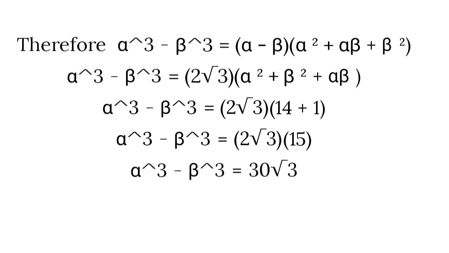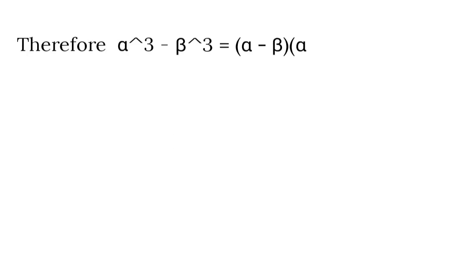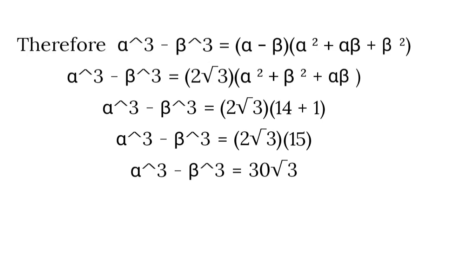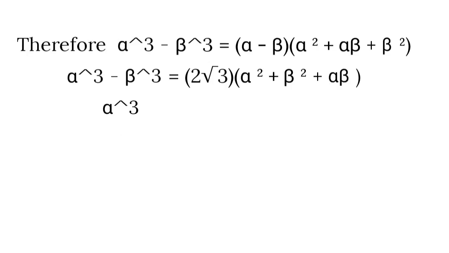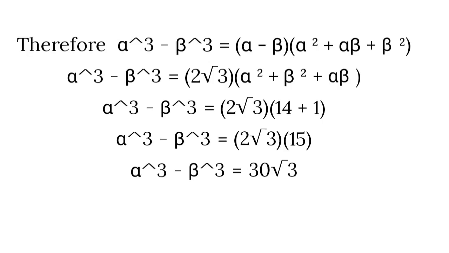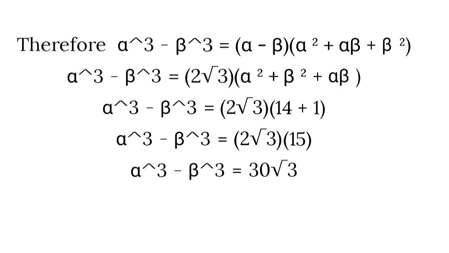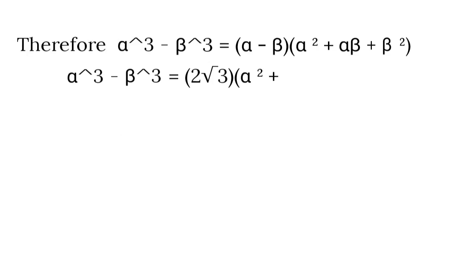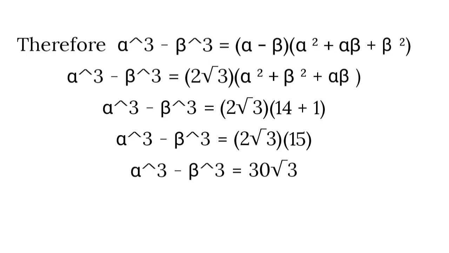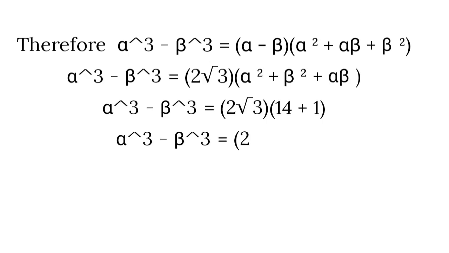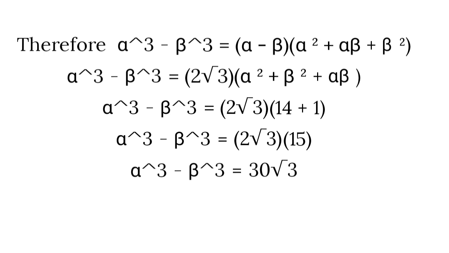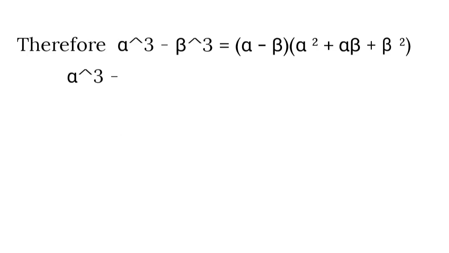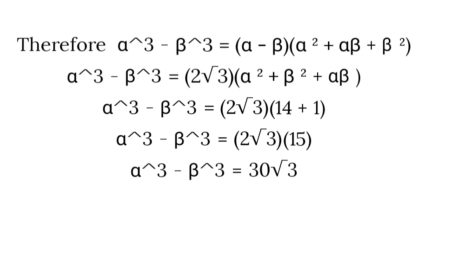Therefore, alpha cubed minus beta cubed equals (alpha minus beta) times (alpha square plus alpha times beta plus beta square), which equals 2 root 3 times (14 plus 1), since alpha square plus beta square equals 14. That is 2 root 3 times 15, which equals 30 root 3. Therefore, multiple choice C is true.